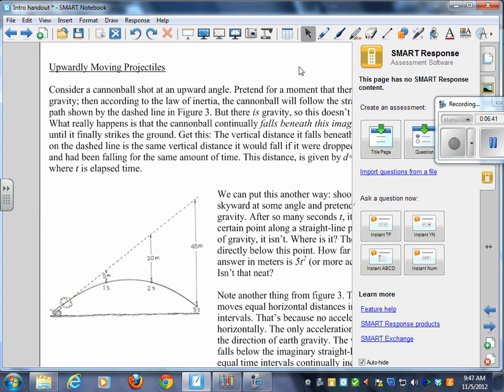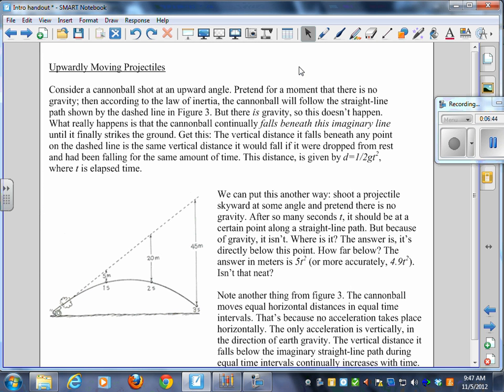Upwardly moving projectiles. Consider a cannonball shot at an upward angle. Pretend for a moment that there's no gravity. Then, according to the law of inertia, the cannonball will follow the straight line path shown by the dashed line in Figure 3. So if there's no gravity, it's just going to go straight like that, right? But there is gravity, so this doesn't happen. What really happens is that the cannonball continually falls beneath this imaginary line until it finally strikes the ground.